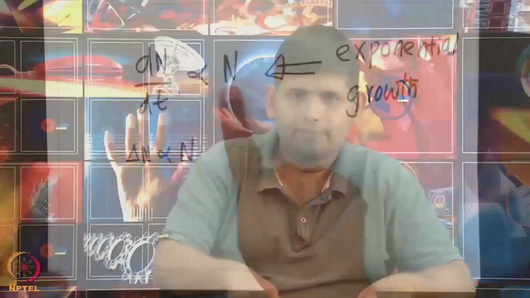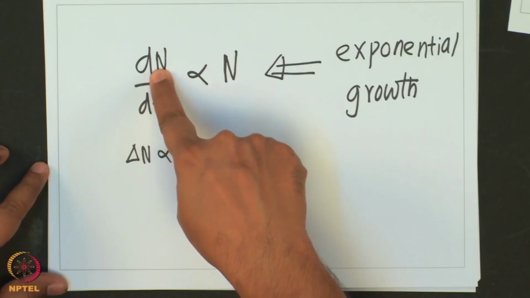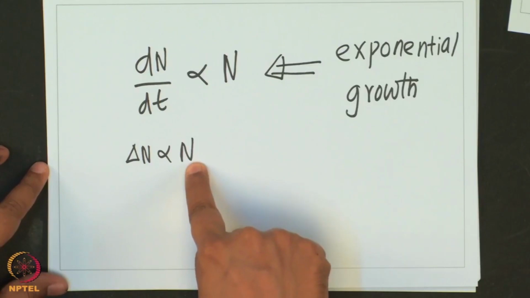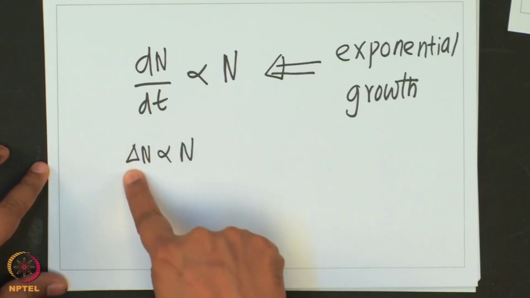That means roughly, if it is E. coli, within 20 minutes, all 1000 would divide. If there is only 10, within 20 minutes, only 10 would divide. So the more number we have, the more dn, the change, would be. The delta n, the change, would be proportional to the number itself. The more the number, more would divide, therefore the increase would be more also.